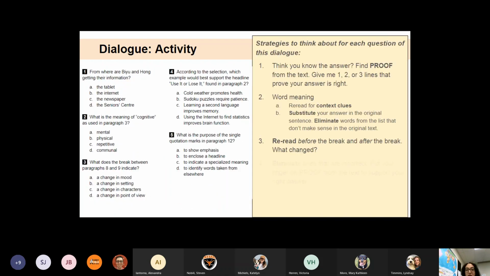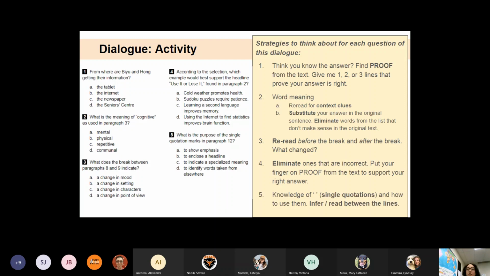I'm challenging students to use these 5 strategies for the question. So for example, for the first question, challenge your student to use the strategy of find proof, find me 3 lines. For question number 3, use the strategy of rereading. So you would read before the break in paragraph 8 or 9. So if you want to do this with them, you could leave this slide up.